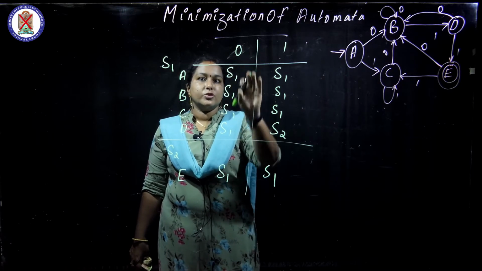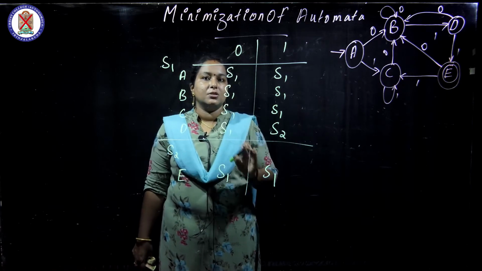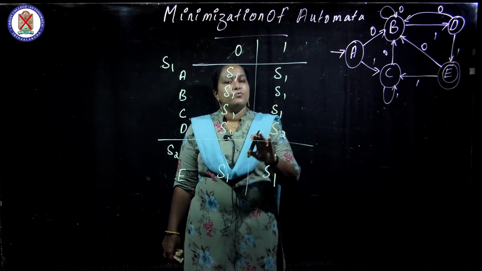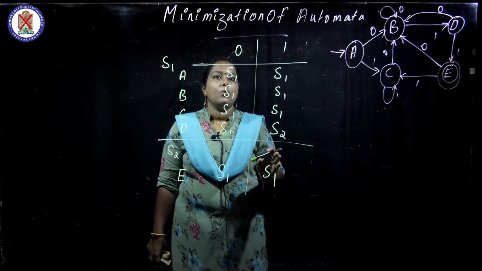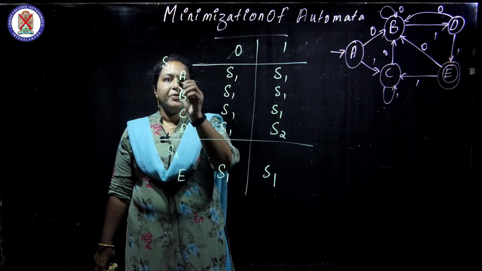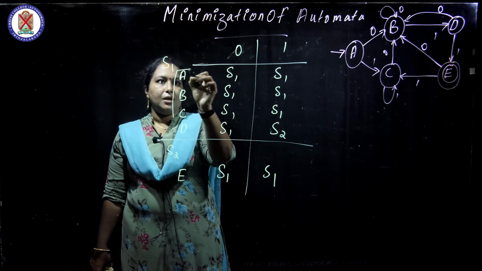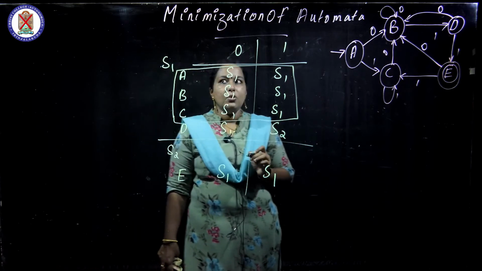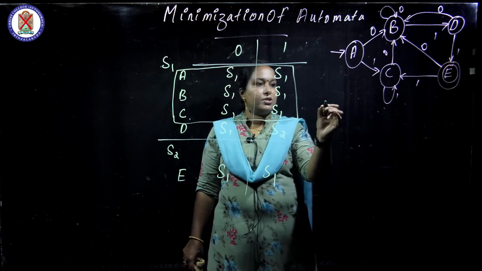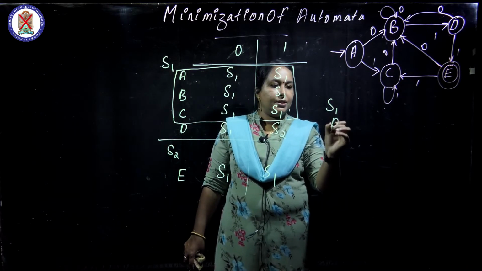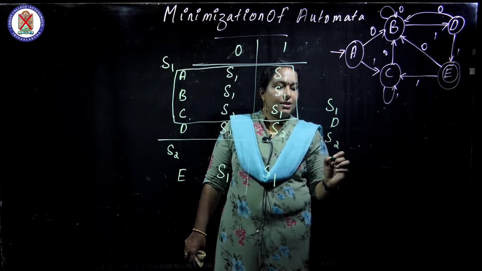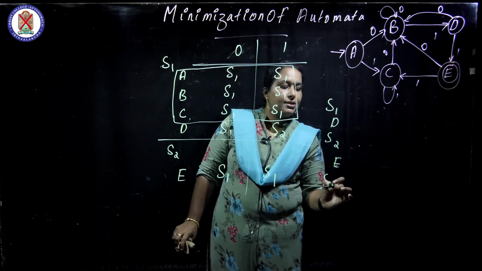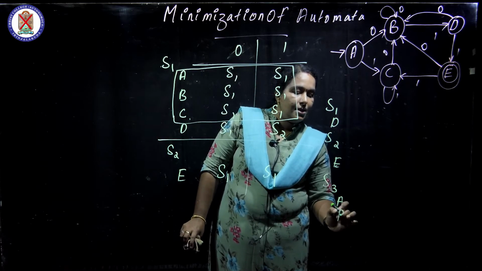A on 0 goes to where? That must be the same as B on 0, and A on 1 must go where B on 1 goes. If the transitions for 0 and 1 are both equal, you can group them. Okay, so I group this one. What is left in S1? D is left in S1, so I write S1 with D, and S2 is E. When I group these states as one, you make another set S3 as A, B and C.